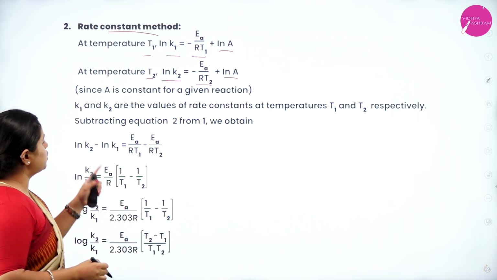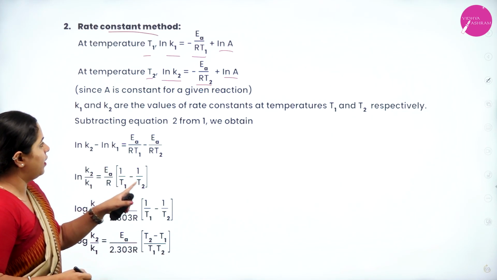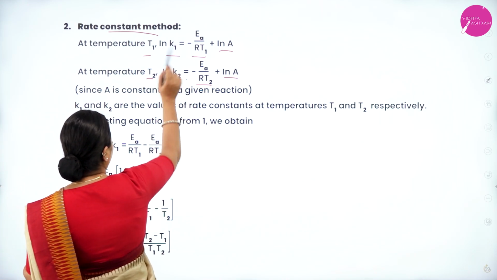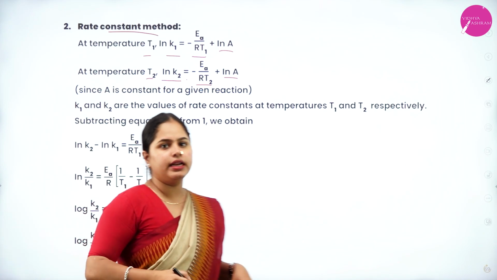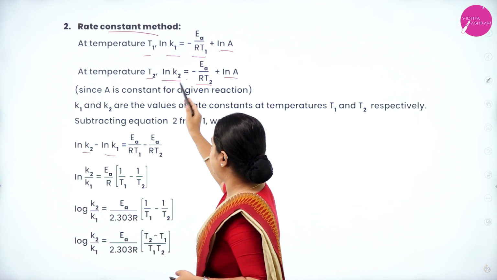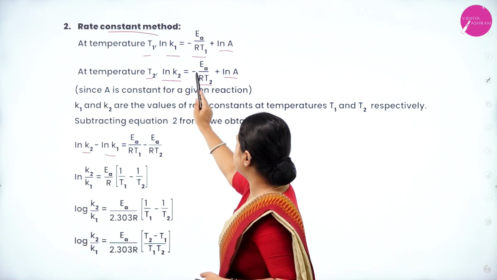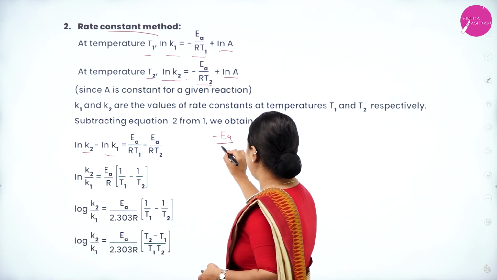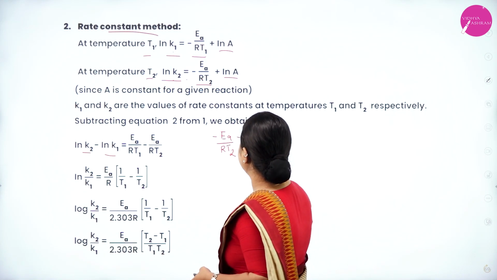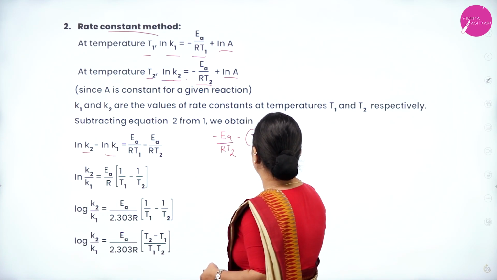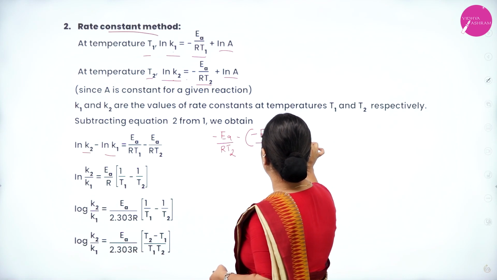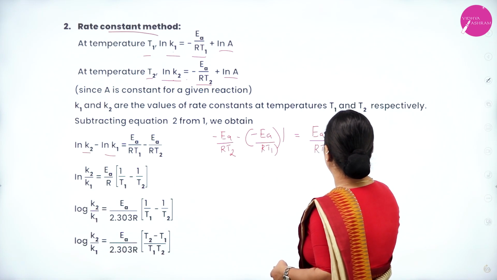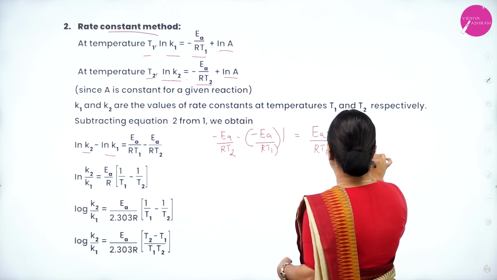Right. Now, since A is constant for a given reaction, K1 and K2 are the values of the rate constant at temperatures T1 and T2. Subtracting equation 1 from 2, now, 2 minus 1 we are going to do. So, what are you going to get? ln K2 minus ln K1 on the left hand side is equal to minus Ea by RT2 and you will have minus of minus Ea by RT1, right? Now what will this be equal to? This minus and minus will become plus. So can I write it as Ea by RT1 minus Ea by RT2, right? In this way I can write.